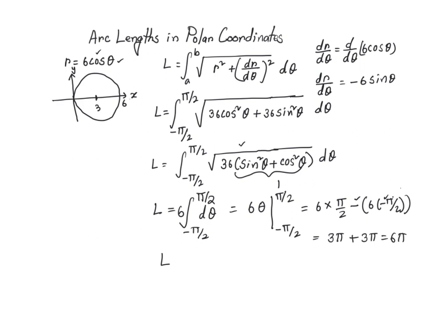So my L is going to be 6 pi as expected, because the circumference of this circle is going to be 2 pi r. r is 3, so 2 pi times 3 is 6 pi.